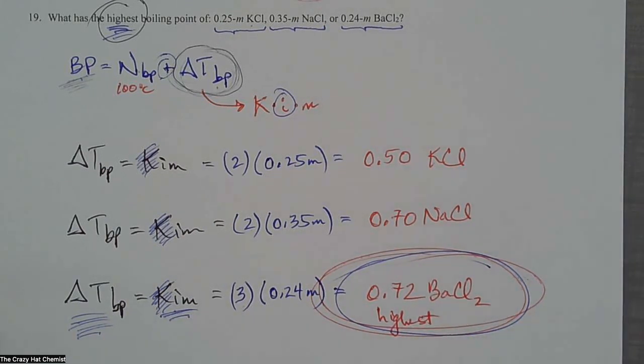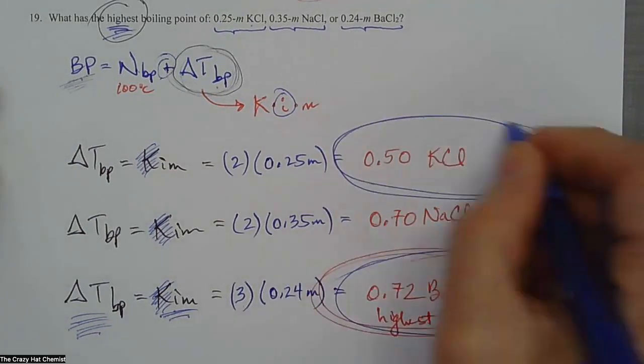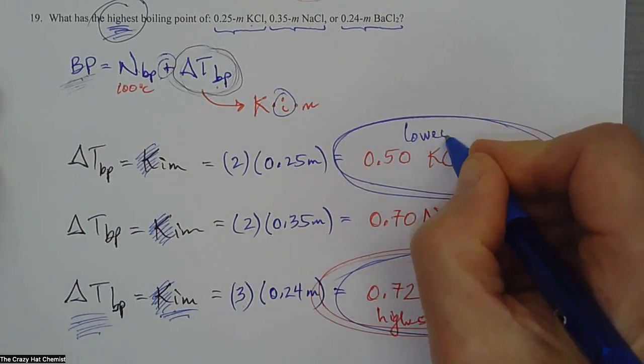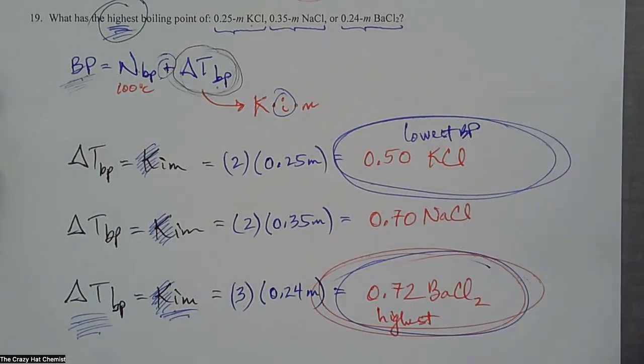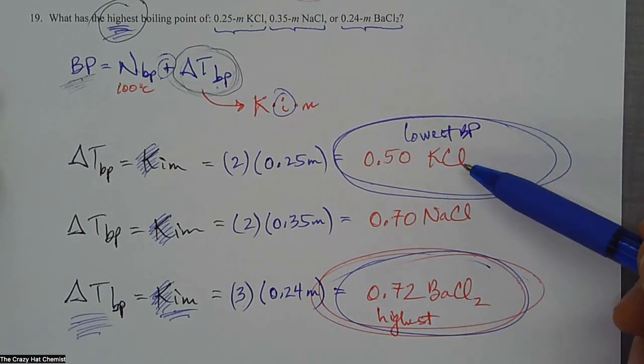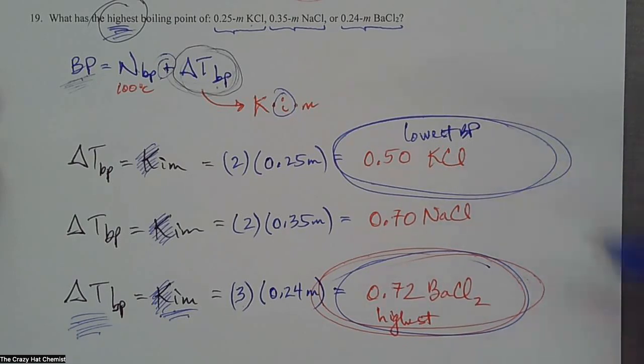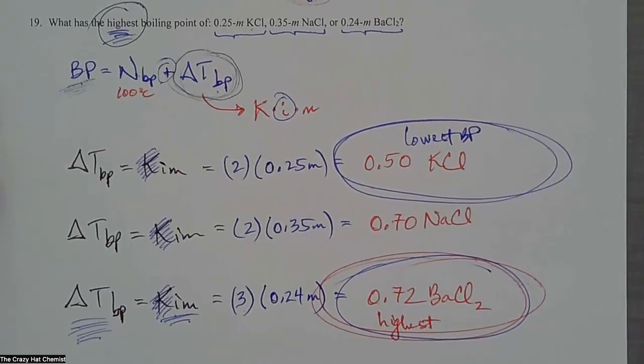And then we're going to answer one more question here, just to throw this in. Not that I'm asking this question, but you might be asked this question on an assessment of some kind. Which one has the lowest boiling point of all these three? That would be this one, lowest. The lowest boiling point is based on the smallest change in temperature of the boiling point.